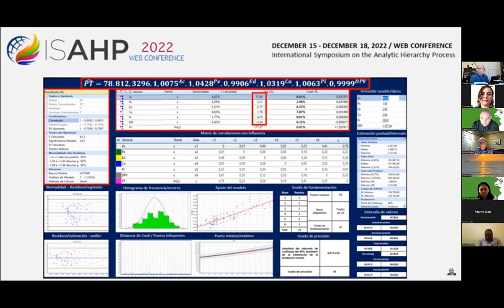Here is the correlation matrix with influence to analyze the multicollinearity of the model variables. Next is the graphical part of the results to check the normality and homoscedasticity of the residuals, the presence of outliers, influential points, and maximum minimum points, as well as the model fit test. Next, the data of the assessable property and the point and interval estimates, with their confidence intervals, prediction intervals, and arbitrage field. Finally, information on the degree of fundamentation and precision of the report, both in grade 3 according to NBR 14,653-2.